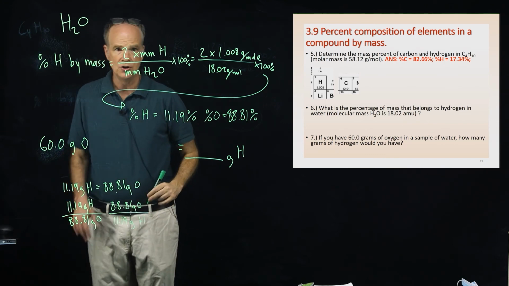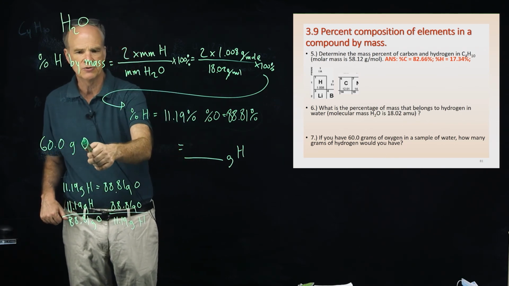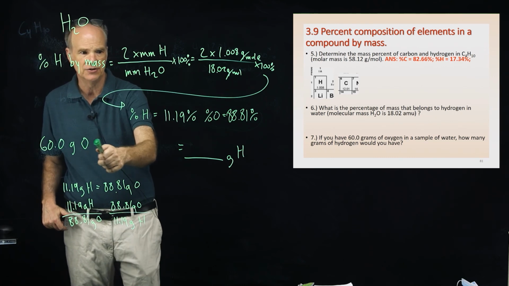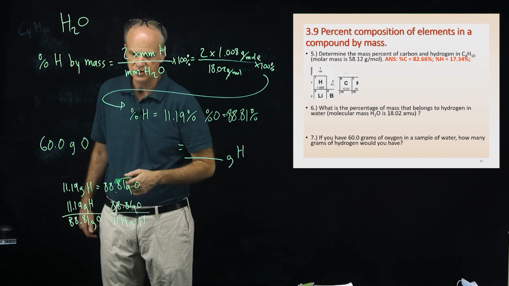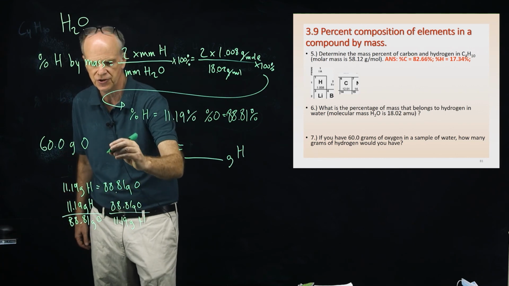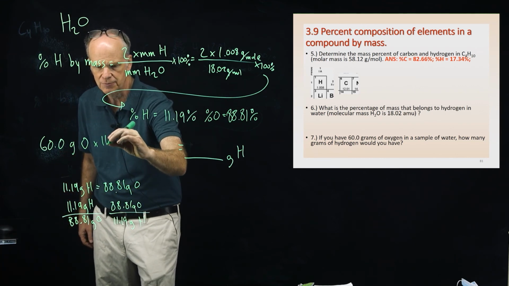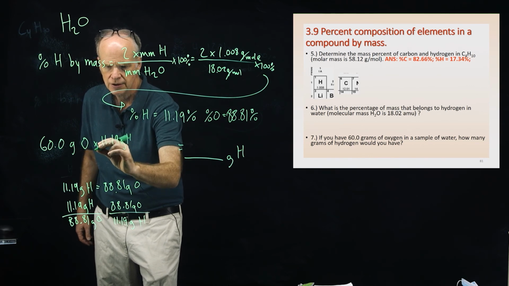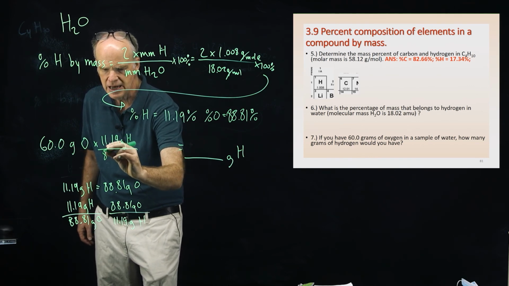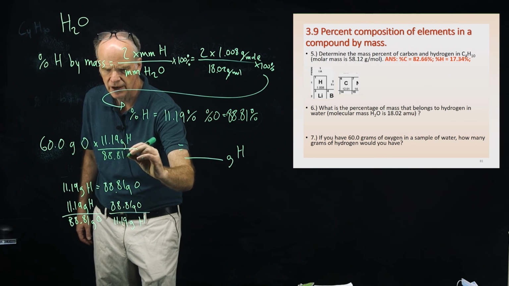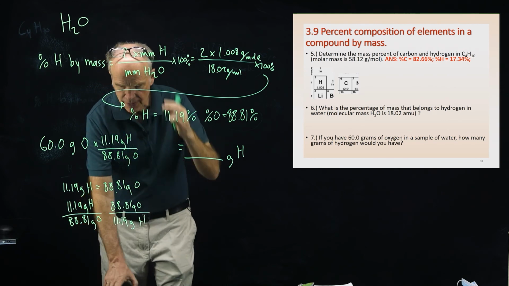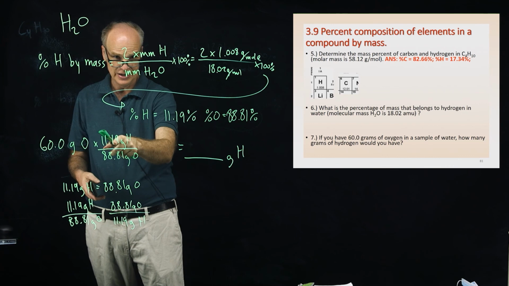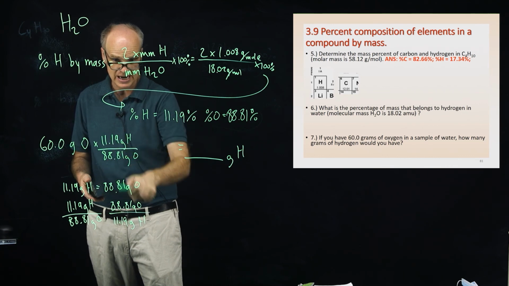Okay, so the goal is to choose a fraction so that the grams of oxygen cancels out, leaving an answer in grams hydrogen. So which one do you want to use? It looks like I'm going to use the first one. So times 11.19 grams of hydrogen over 88.81 grams of oxygen. So the math should be 60 times 11.19 divided by 88.81.